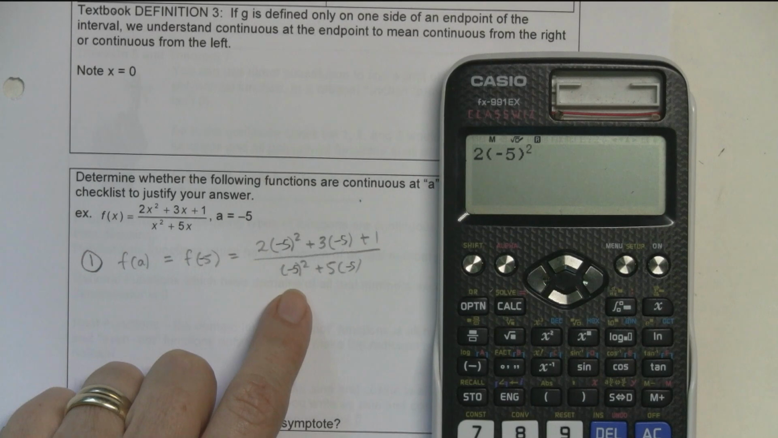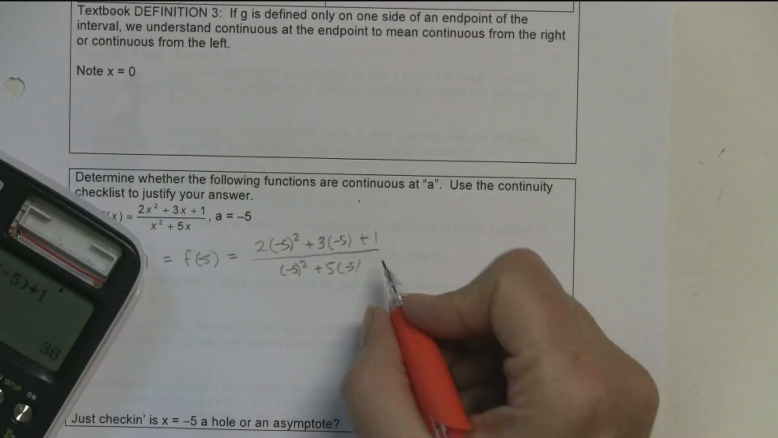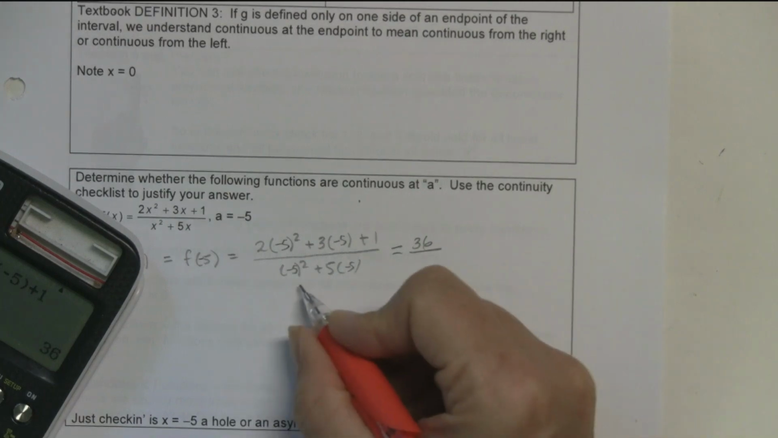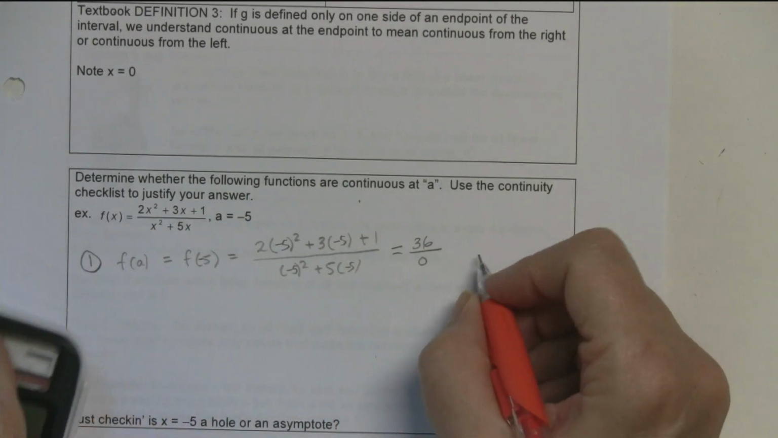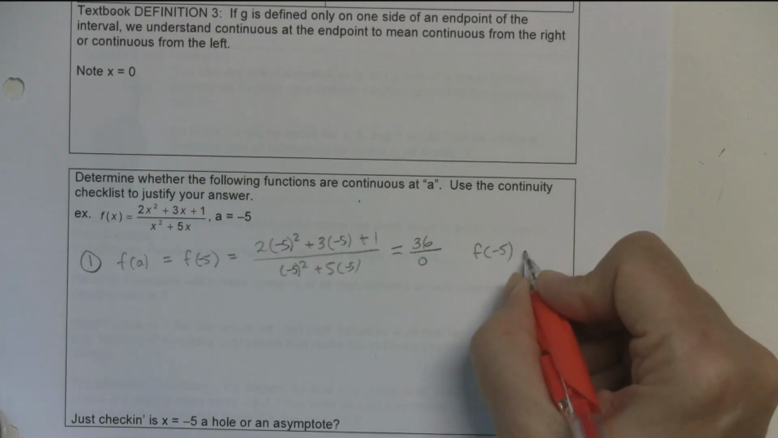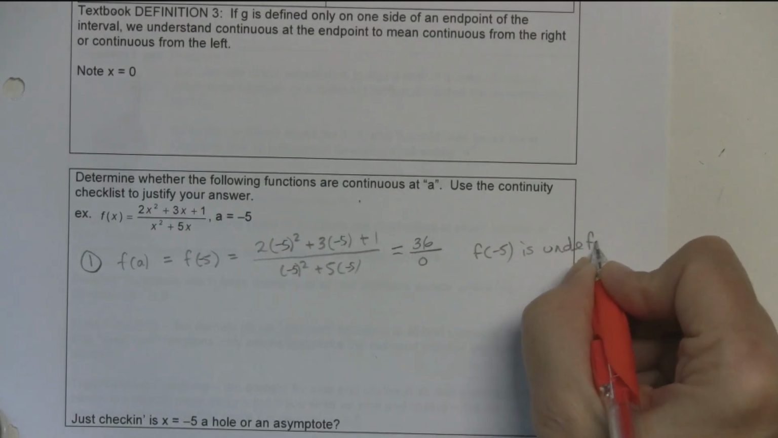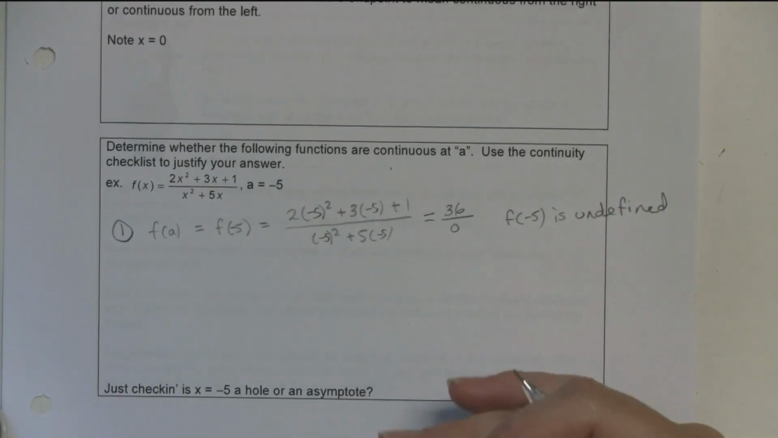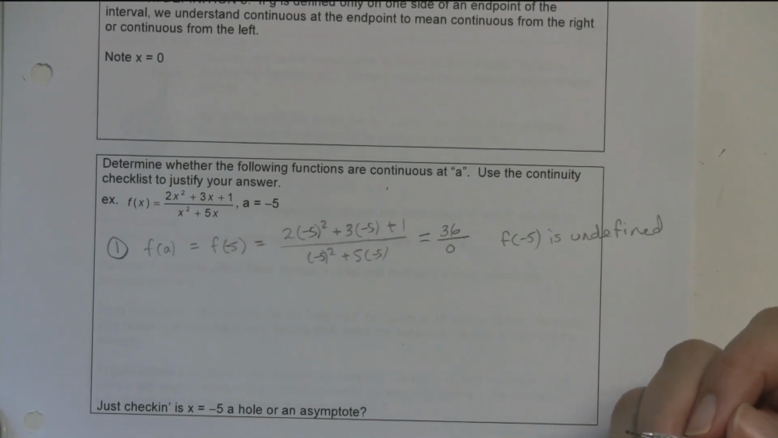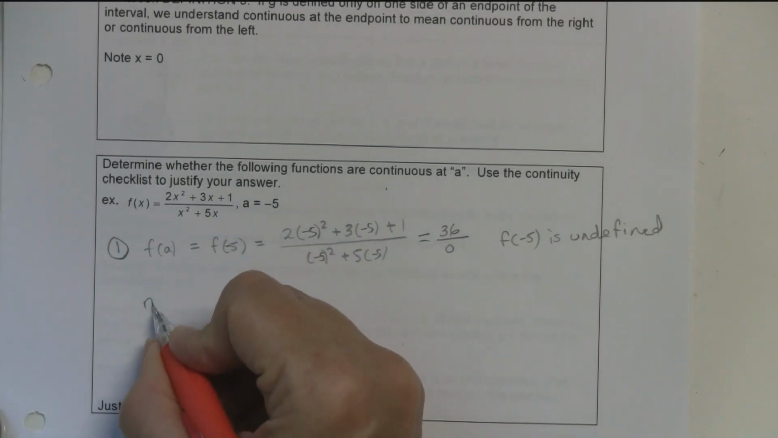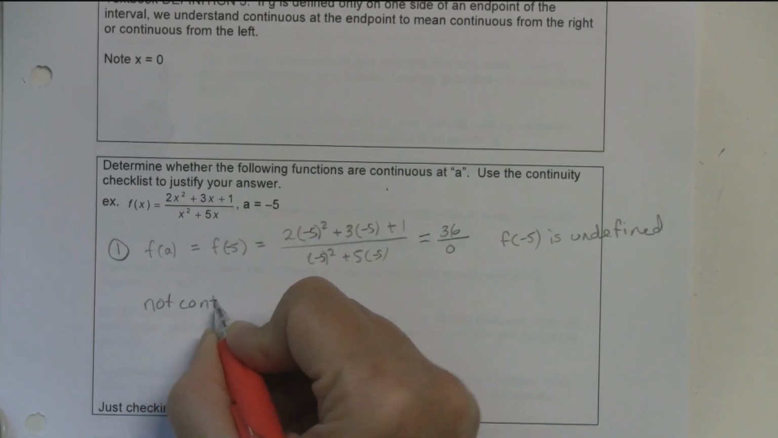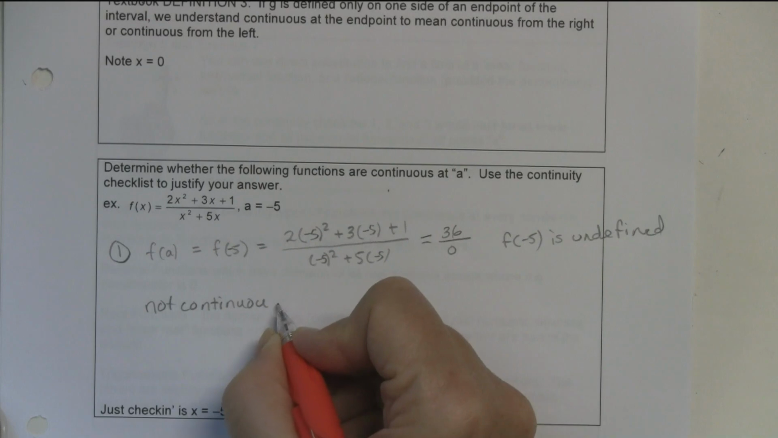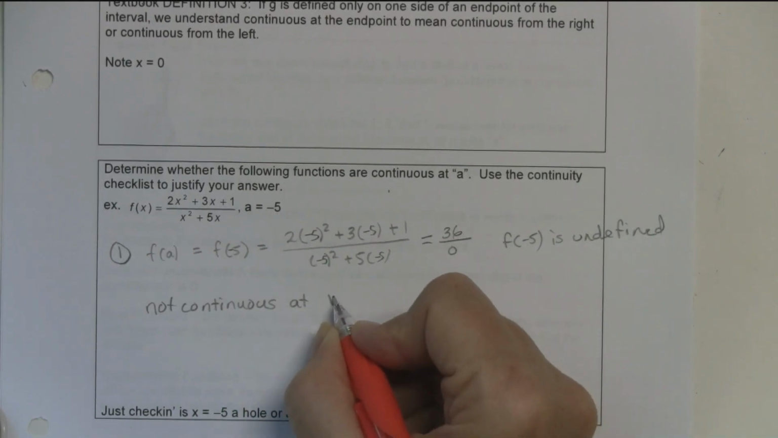And 3 times -5 plus 1, hopefully that's the numerator, and I got 36. Over, and in the denominator I'm getting 0. And so f at -5 is undefined. And so it violates continuity checklist number 1, and so it's not continuous. So that's what they were asking me. So it's not continuous at a equals -5.